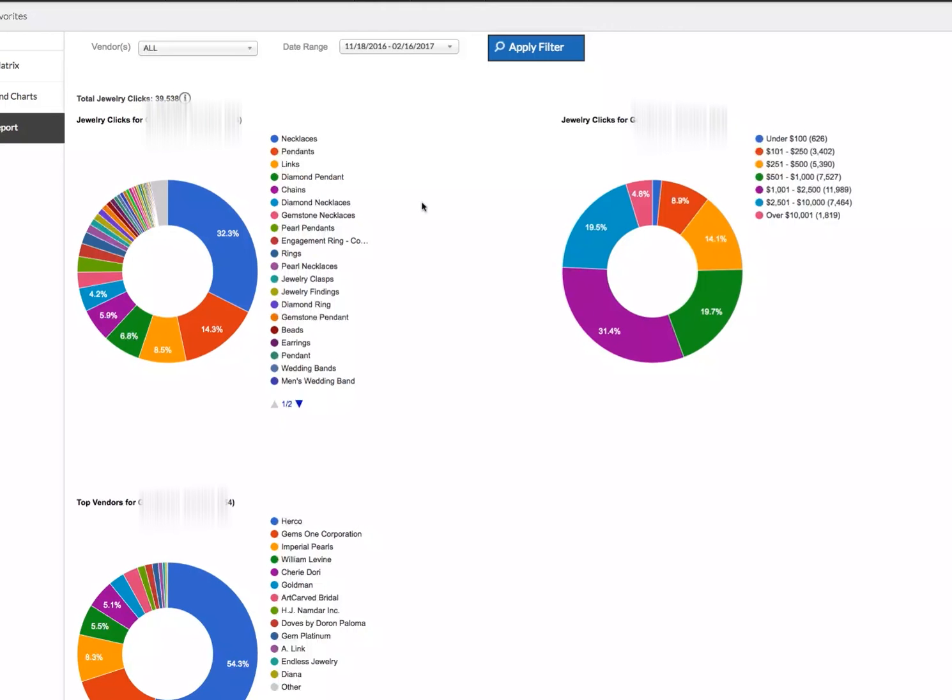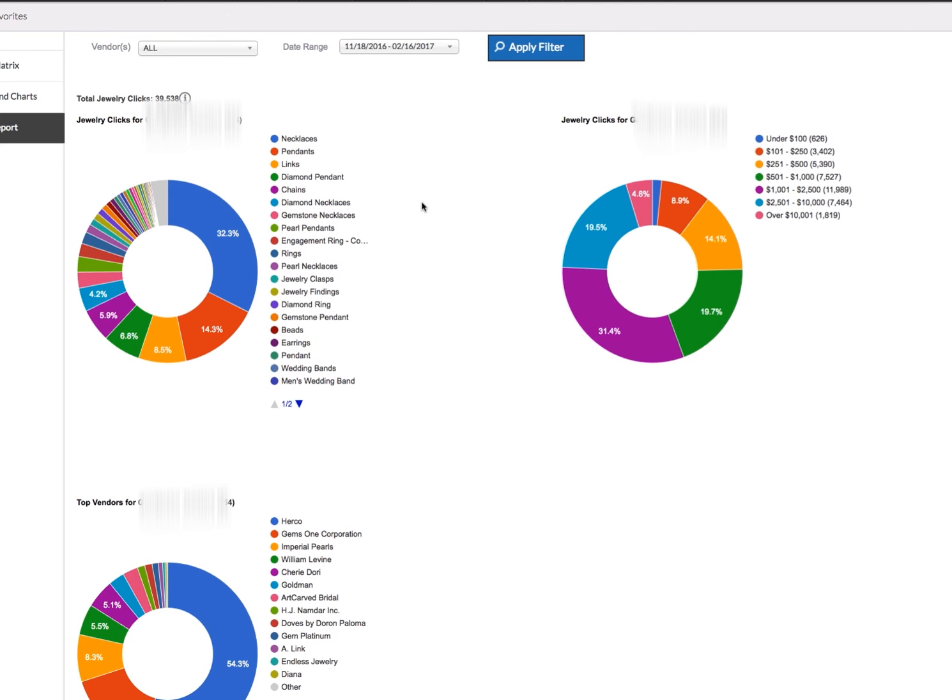Today I want to talk to you a little bit about reports that happen in JewelCloud to give you an idea of what kind of reports and data you'll be able to get as a customer inside JewelCloud. Here we're looking at some actual data from a real JewelCloud retailer.